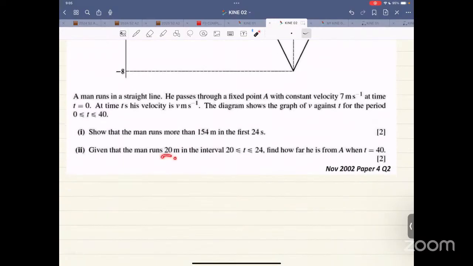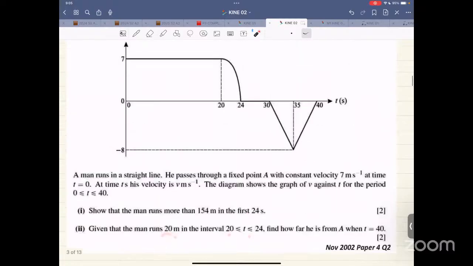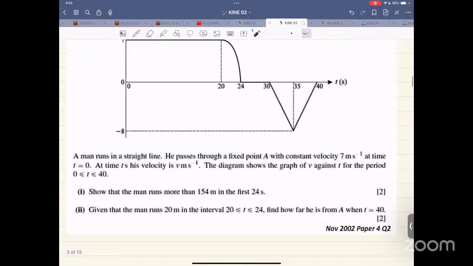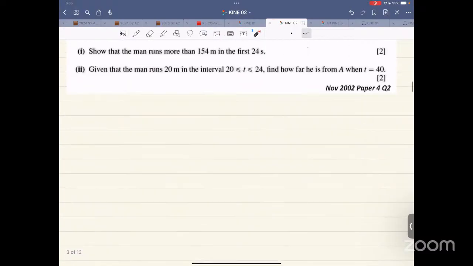Given that the man runs 20 meter in the interval 20 to 24. So whatever this thing is, this is 20 meters. How far he is from A when t is equal to 40, and he started from the fixed point A. That means consider this to be positive, consider this to be negative, and then add it up.